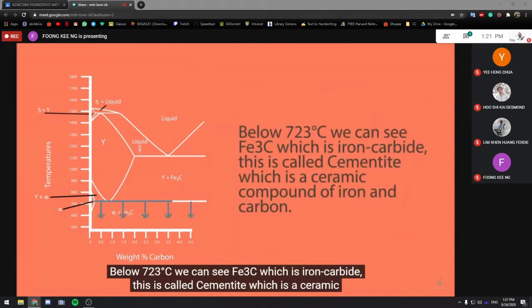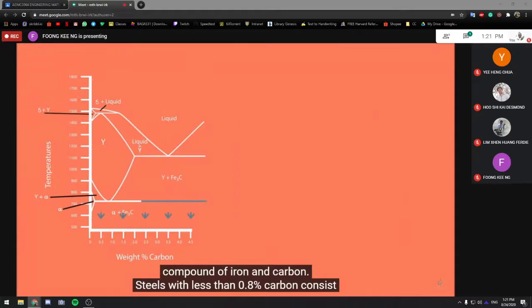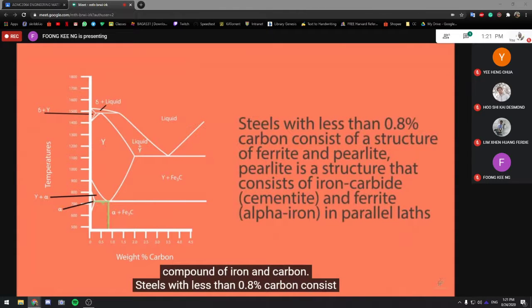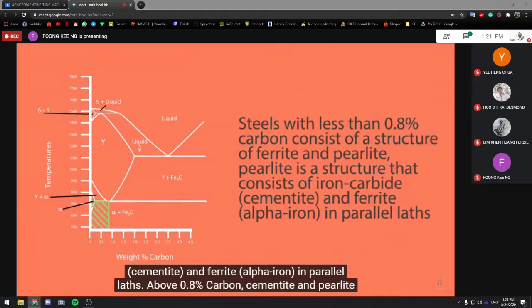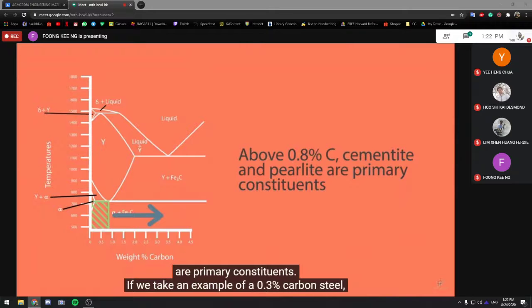Below 723 degrees Celsius, we can see Fe3C, which is iron carbide. This is called cementite, which is a ceramic compound of iron and carbon. Steels with less than 0.8% carbon consist of a structure of ferrite and pearlite. Pearlite is a structure that consists of iron carbide, cementite, and ferrite, alpha iron, in parallel laths. Above 0.8% carbon, cementite and pearlite are primary constituents.